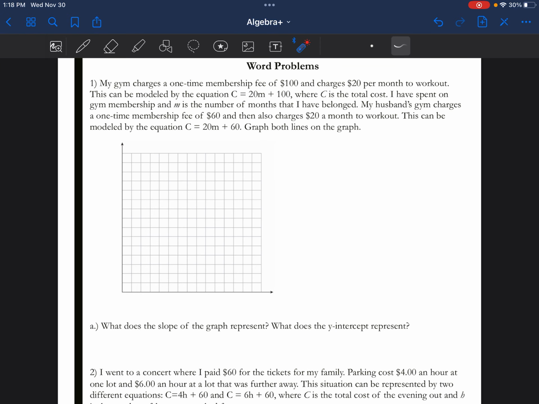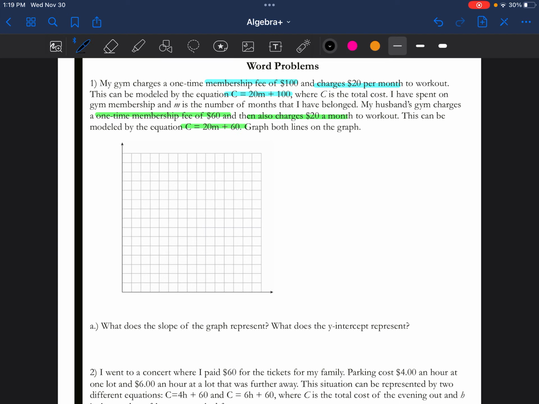Now this one's a little bit different because now we have 2 equations, right? It says my gym charges a one-time membership fee of $100 and $20 per month. Instead of having to sit there and write this, we actually have our equation given to us. Then it says C is what I spent on the gym membership, and M is the number of months that you've belonged to the gym. My husband gets charged a one-time membership of $60 initially, and then gets charged $20 a month. Again, this equation is given to you.